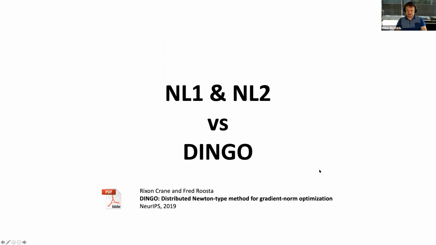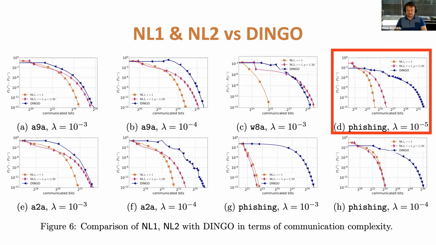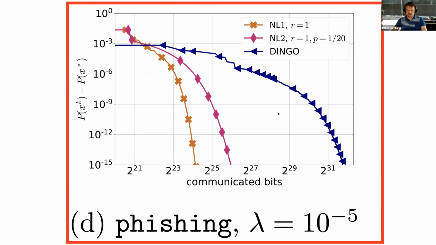Let's compare against the second order method, the best one that we know, distributed DINGO. This was published in NeurIPS a couple of years ago. Again, I pick one of these plots, and we see the same picture. So DINGO needs 2 to the power 31 bits to communicate, and we need 2 to the power 24.